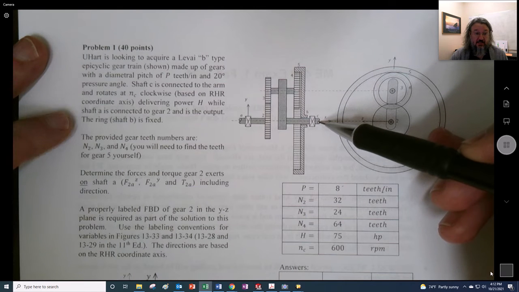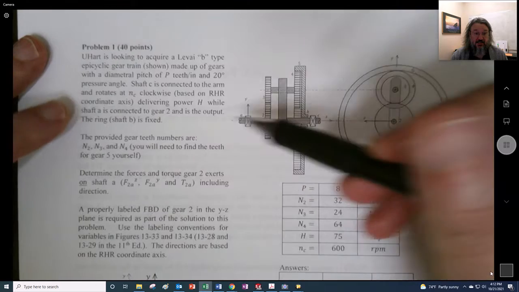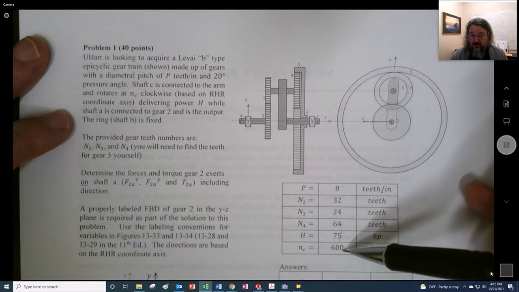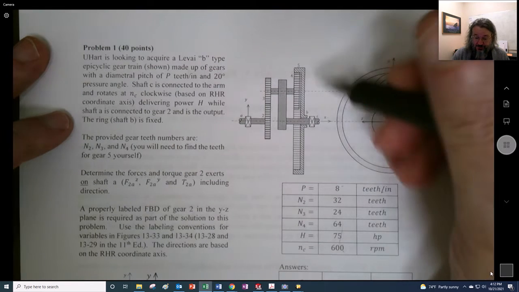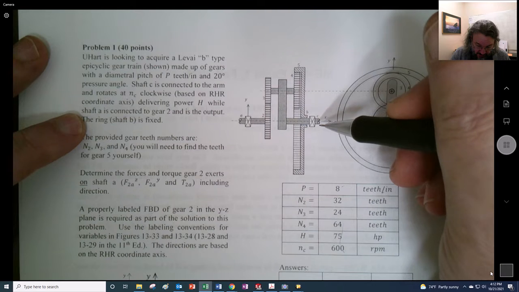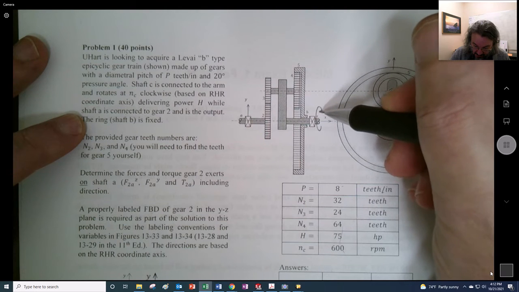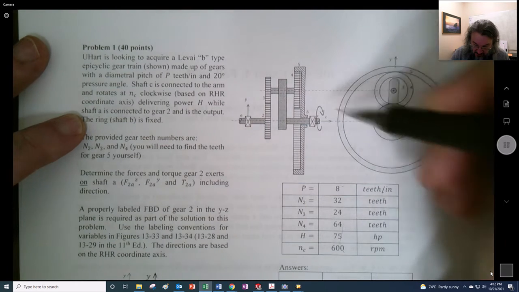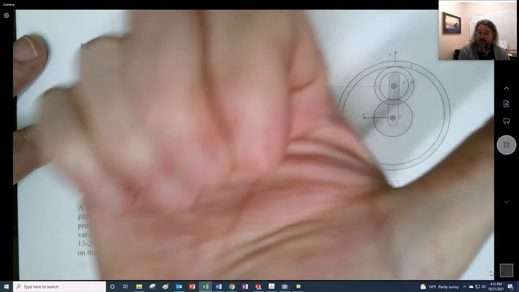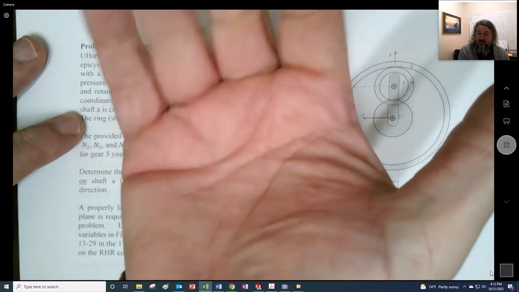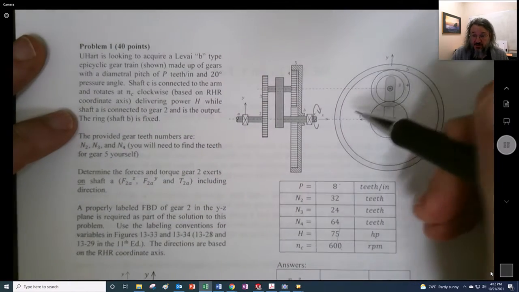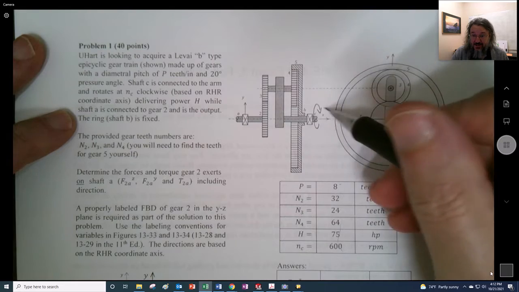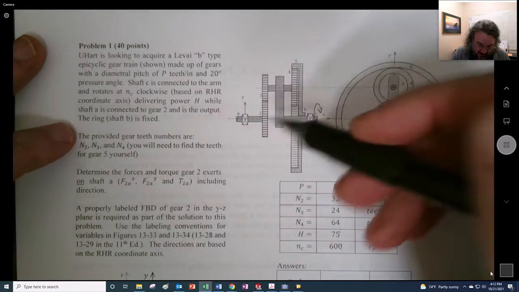is connected to this arm and rotates at 600 RPM clockwise, based on the right-hand rule for the coordinate system, right? So if we're going clockwise, it's going to be like that right there. Is that true? Yeah. Okay, because the x-axis is that way, so that's counterclockwise, so clockwise is the opposite right there. So that's the direction that C is traveling right there.